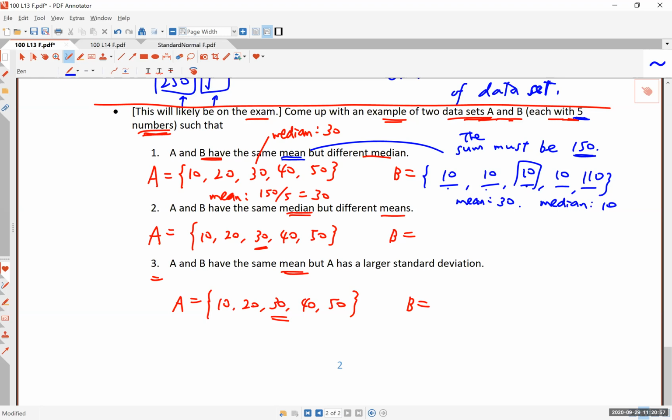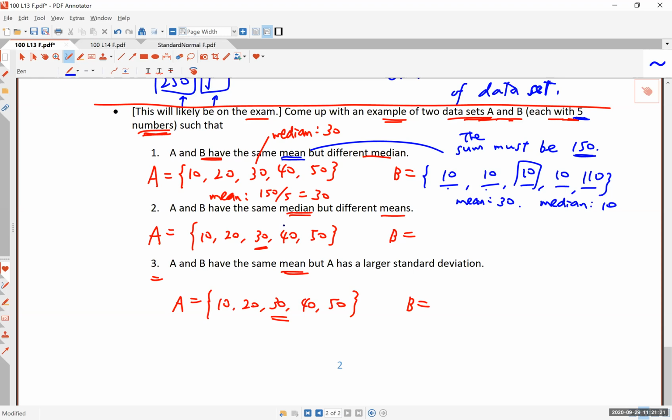Now, of course, you can come up with all sorts of different ones. You can have 0, 0, 0, 0, 150. That would work. You can also do something like, I don't know, let's see, 20, 20, 20, 20, and 70. That would add up to 150. So there are many different correct answers here.